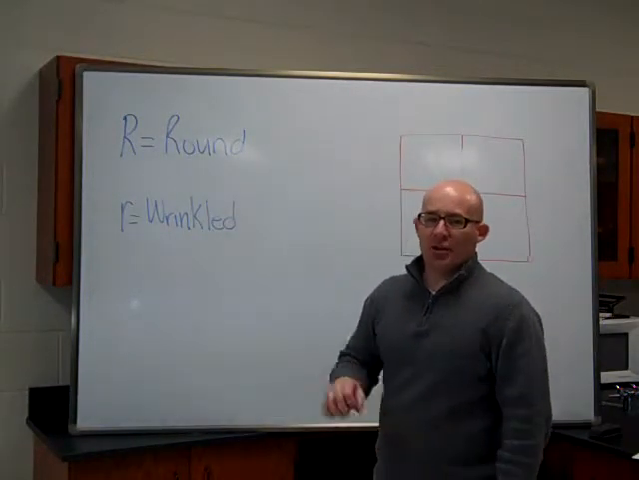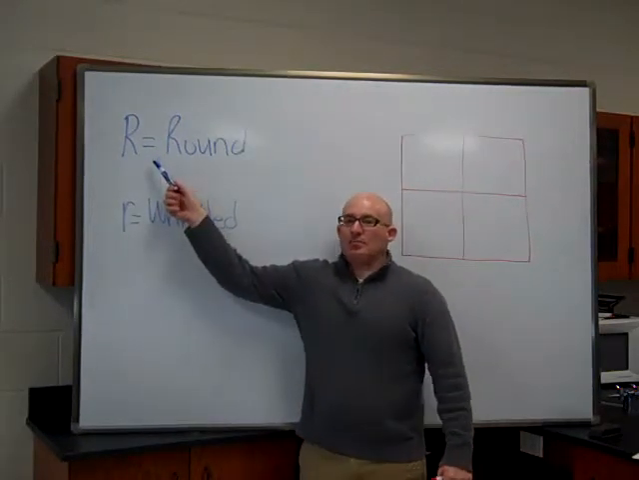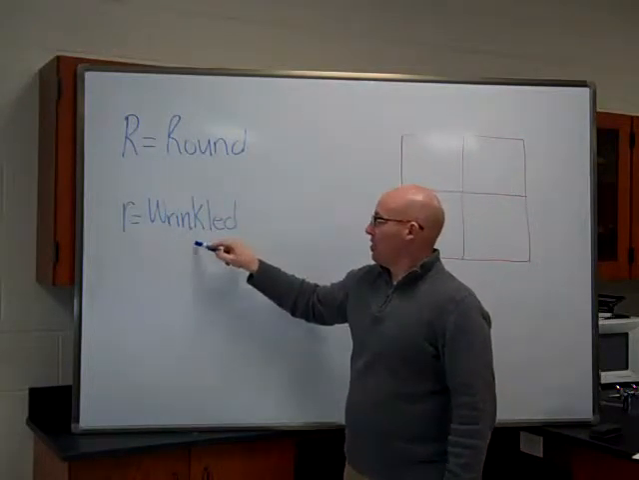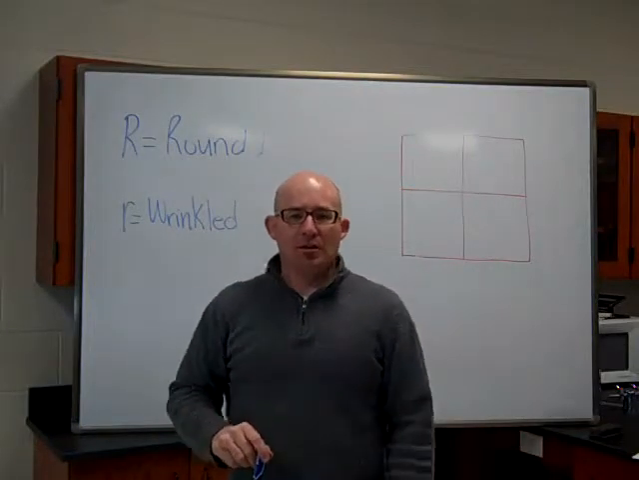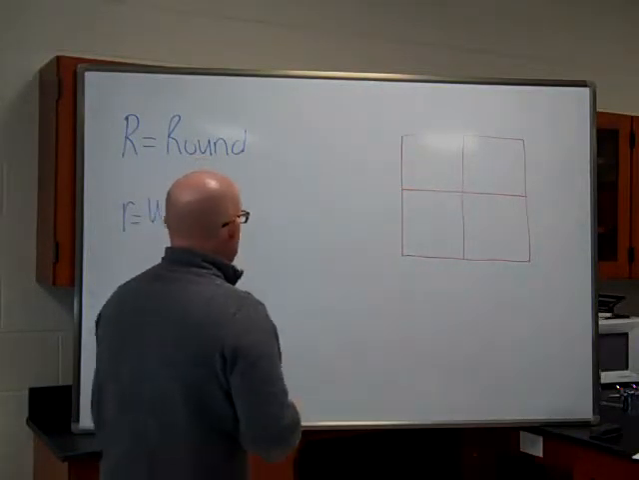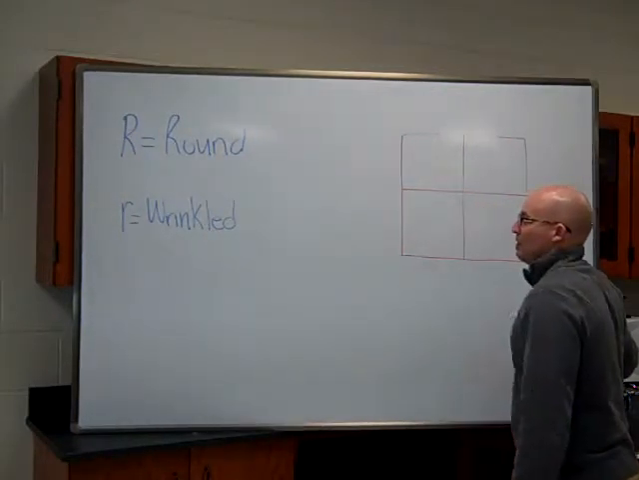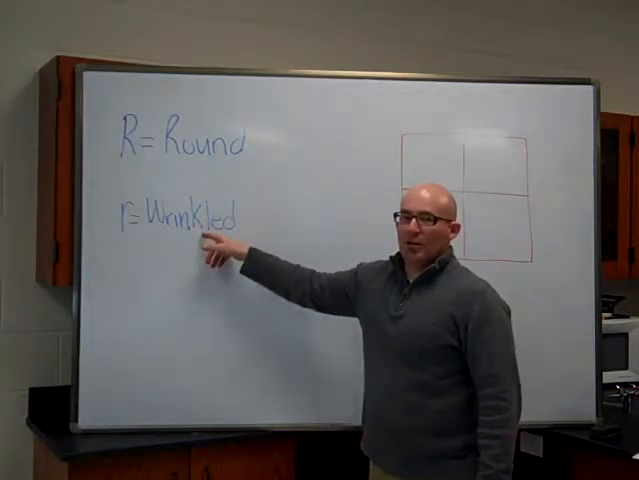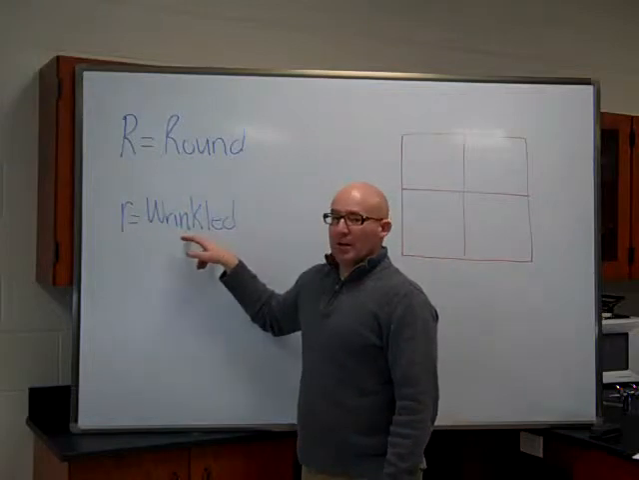So in this case, the information given to you on the paper says that round seeds in pea plants, round seeds are dominant to wrinkled. All right. So round is dominant to wrinkled. So we will use big R for our round trait, and we will use little r for our wrinkled allele. Okay, so big R for round allele, little r for wrinkled allele.